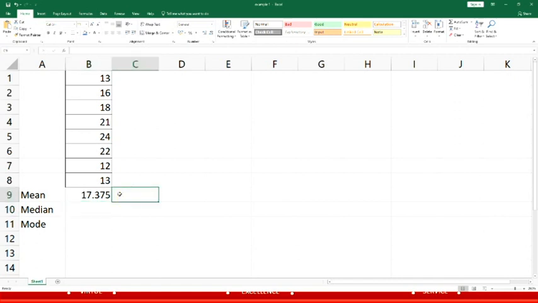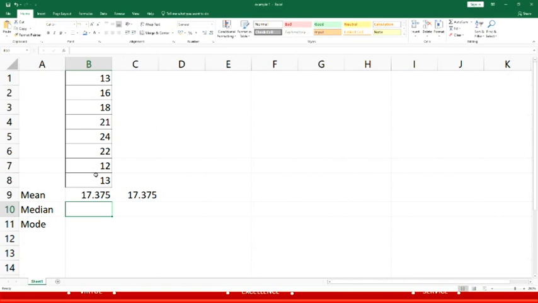Meron pang mas madali pala doon, no? We can just type average. This is one of the functions of Excel to determine the average or the mean of the scores. Then you just highlight the cells that you want to get the average of, close it with parentheses, and once you press enter, it will give you the same answer as what we have done in our previous steps.